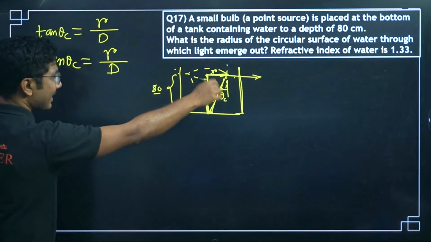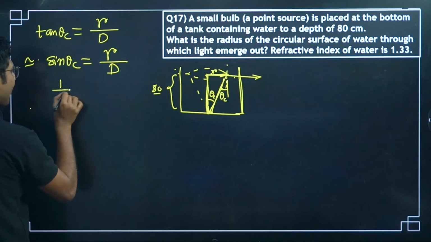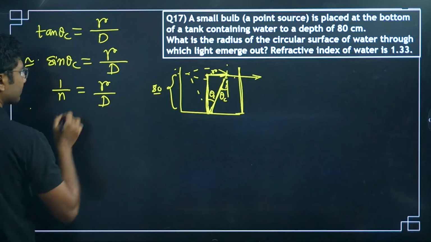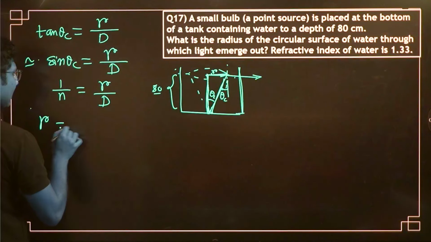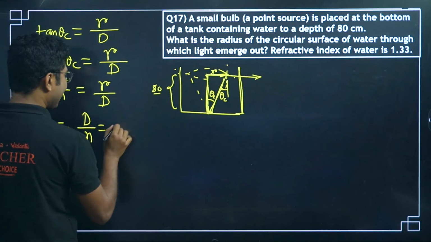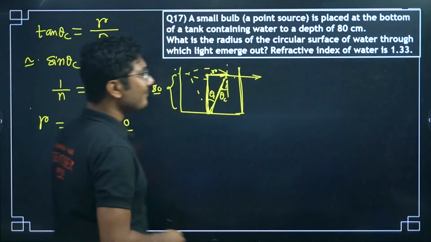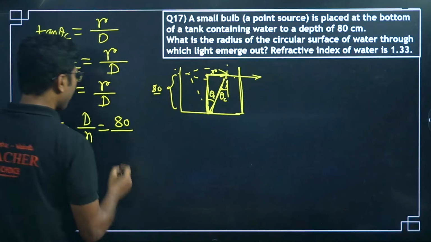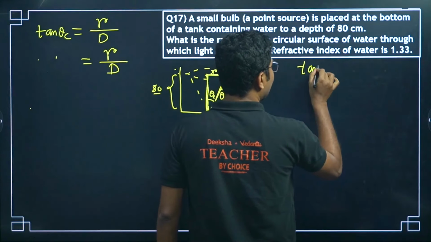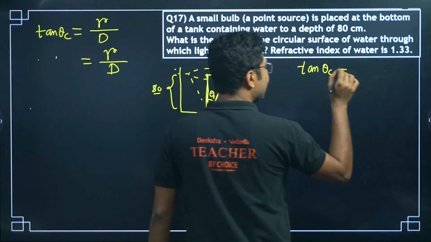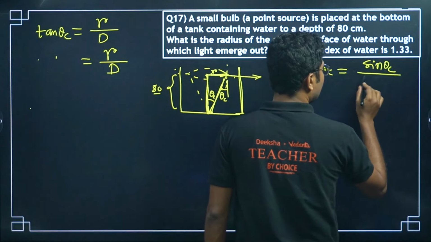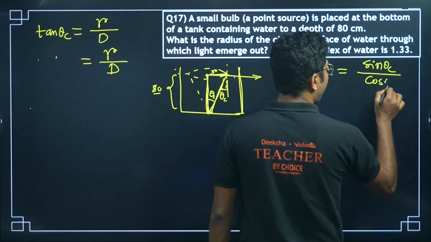Now, in case of critical angle, we know that sin theta c is basically 1 by refractive index, which equals r by d. So, the radius is basically d divided by n. Now, d value is given as 80, n value is given as 1.33, and 1.33 can be written as 4 by 3. So, tan theta c is sin theta c by cos theta c.